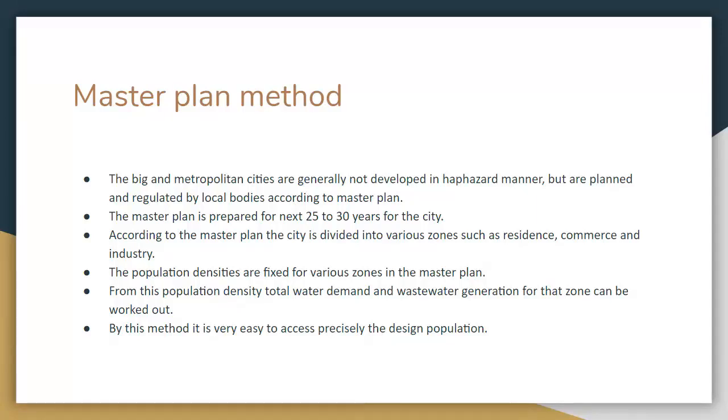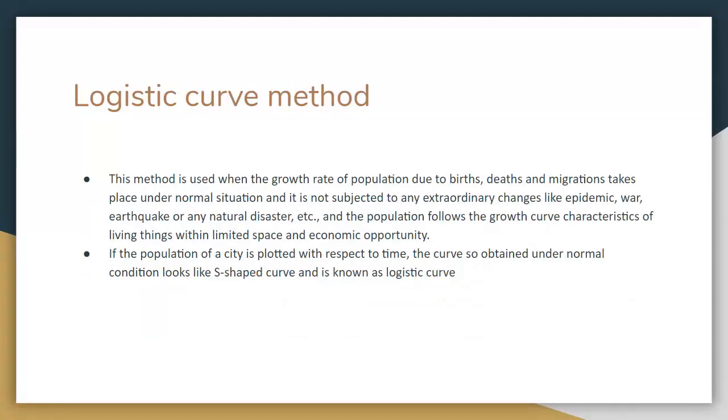We have already learned 3 methods in this class: the graphical method, the comparative graphical method, and the master plan method. Next, we will move on to the last method, the logistic curve method. In the logistic curve method, the growth rate is normal. That is, under normal conditions, we accept the logistic curve method for population forecasting.